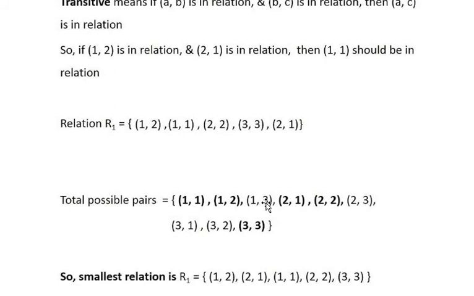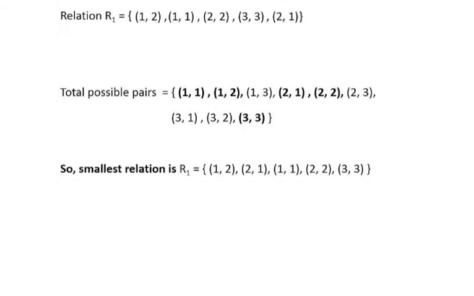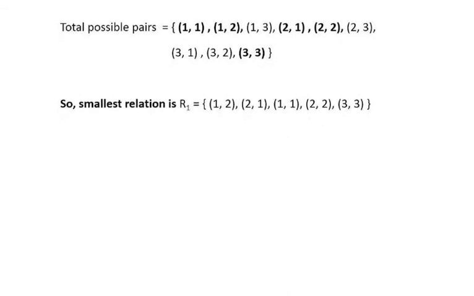Now if I add (1, 3), as we want an equivalence relation, if I am adding (1, 3), then I have to add (3, 1). So that will be the second possibility. The smallest relation will be (1, 2), (2, 1), (1, 1), (2, 2) and (3, 3). You can also add (1, 3), then it will contain (3, 1) also, but it will not be the smallest. So the smallest relation will be R1.